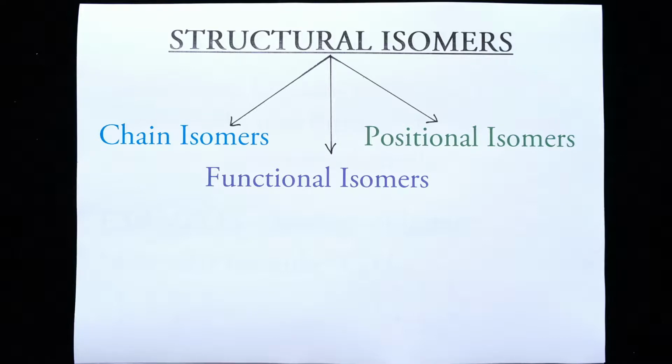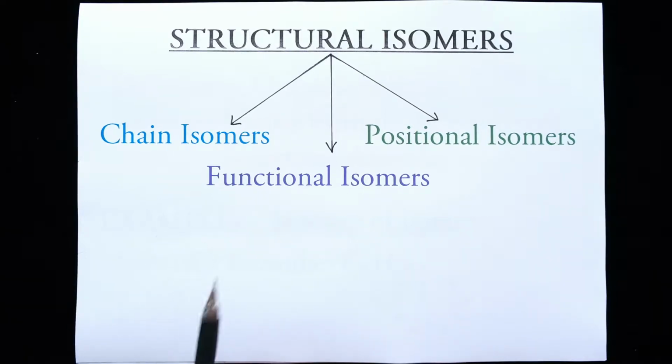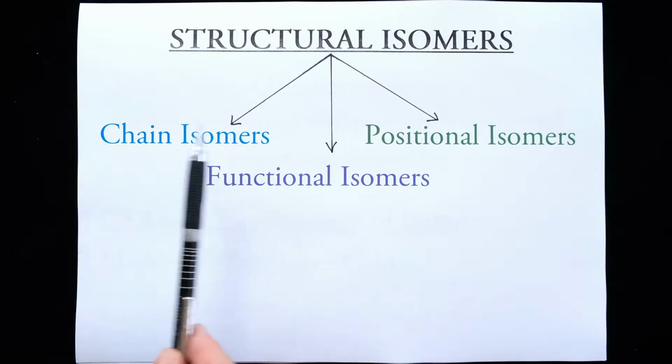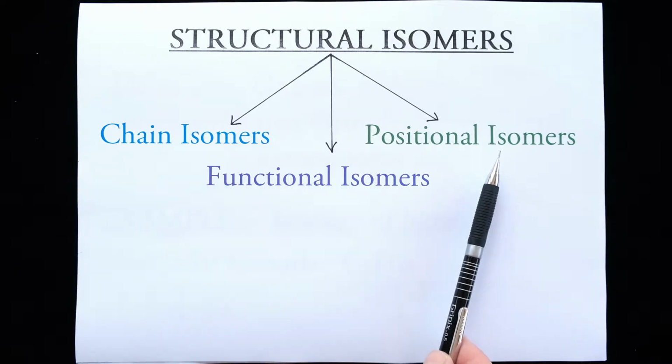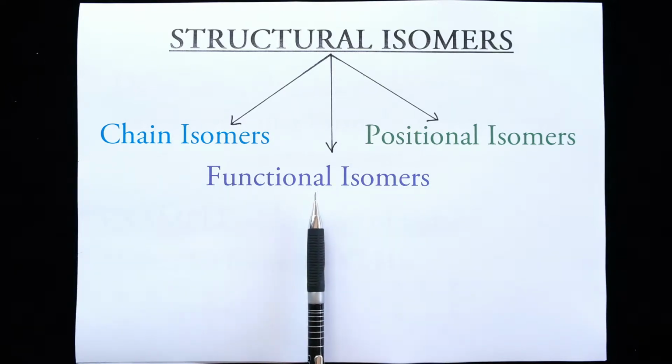Next, we are going to look at the 3 different types of isomers. We get chain isomers, positional isomers, and functional isomers. I will be going through all 3 of these very carefully using examples. Just take note that they all fall under the main heading structural isomers.